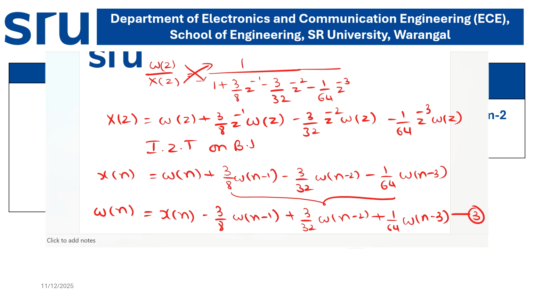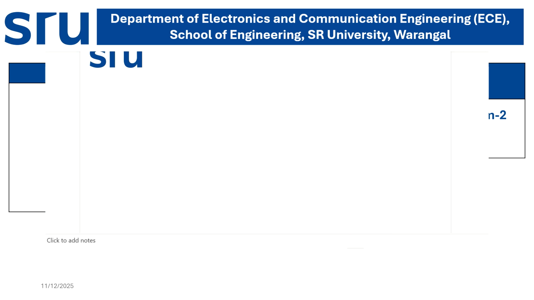Now again we are realizing the circuit for equation number 3, and at last we will match both the circuits in a single structure. For equation number 3, if you are drawing the structure, the input is x of n and w of n is the output. First, the x of n coefficient is 1.